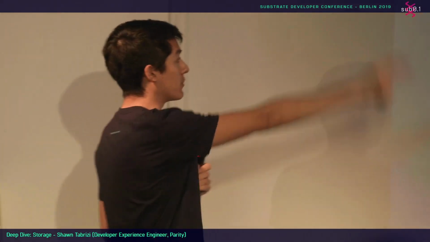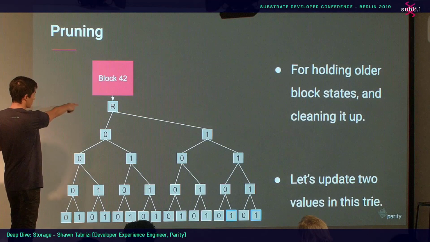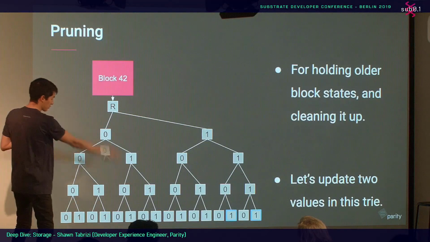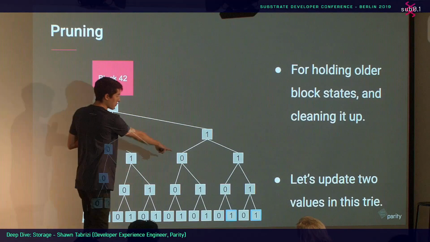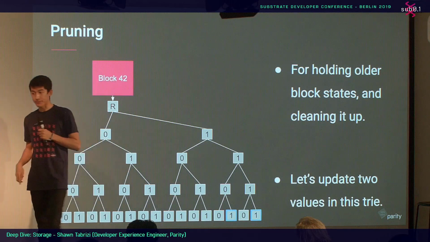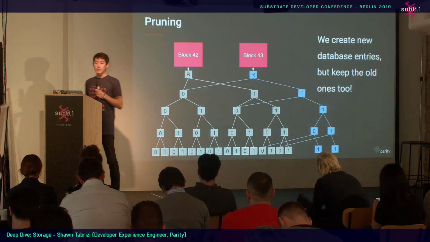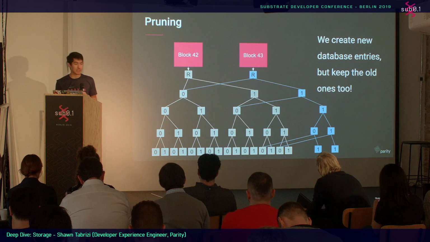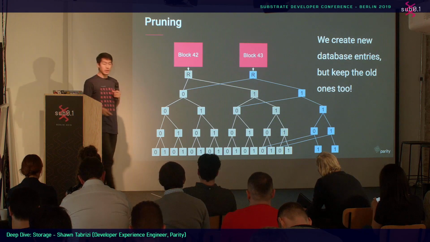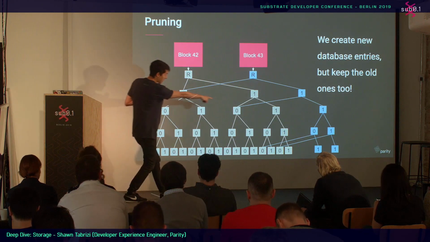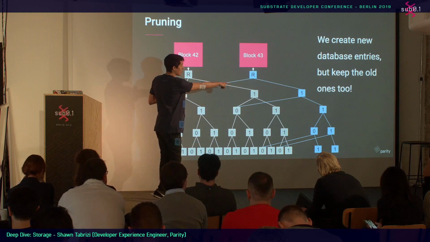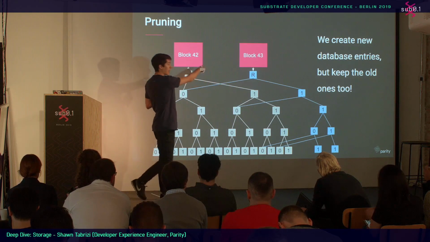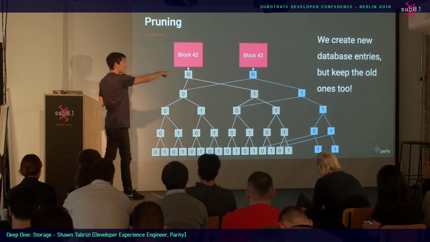So we have this block 42, which has this root hash, and we go all the way down. This is a full tree. And let's say we want to update these two values of this tree at the very bottom. What we're actually going to do is not recreate the whole tree in our database. That doesn't make sense. What we're going to do is create the new values and generate all of the nodes we need to get up to it. And the root hash can still refer to the old values.